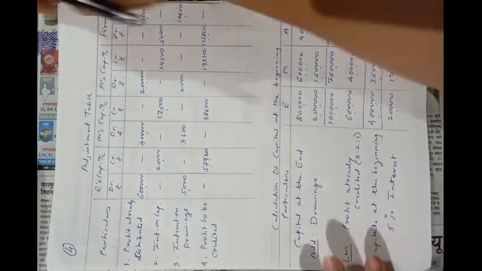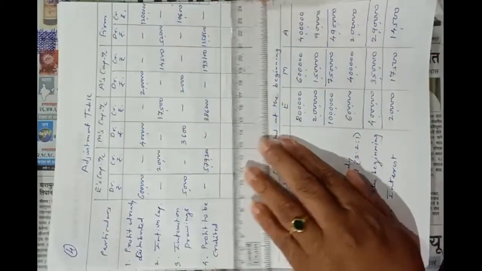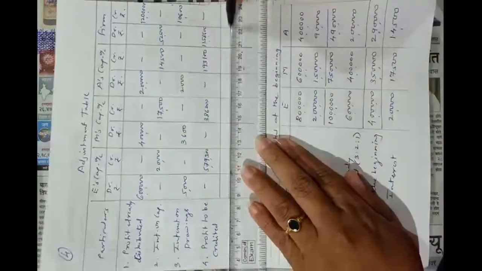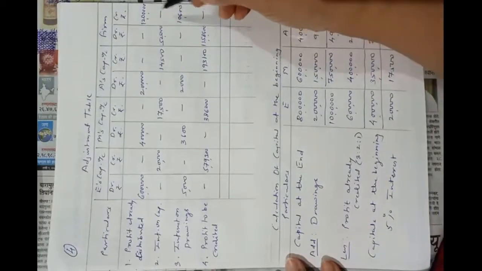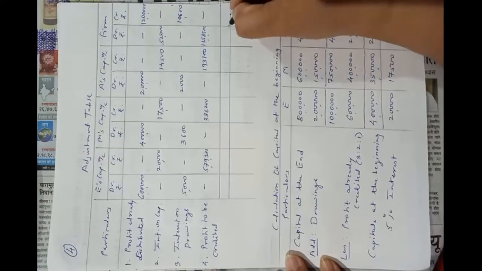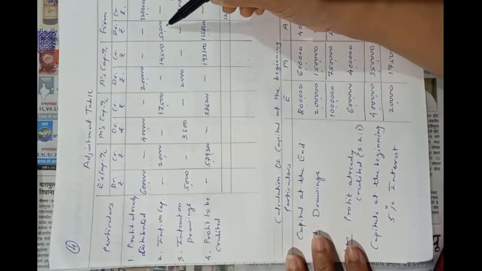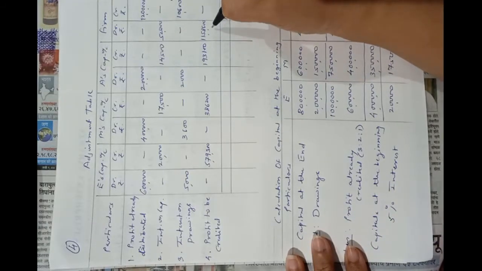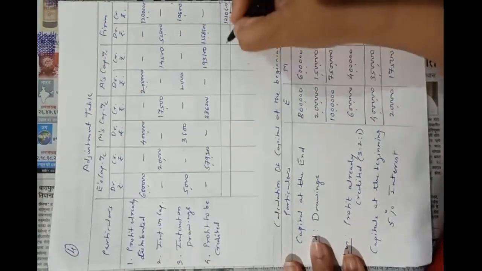Okay, now you can see here total of credit is 12 lakh 10,600. See here credit total is 12 lakhs 10,600 of appropriation account. Now we have deducted 52,000 and we got balance 11 lakhs 58,600. So this total is also 12 lakhs 10,600.